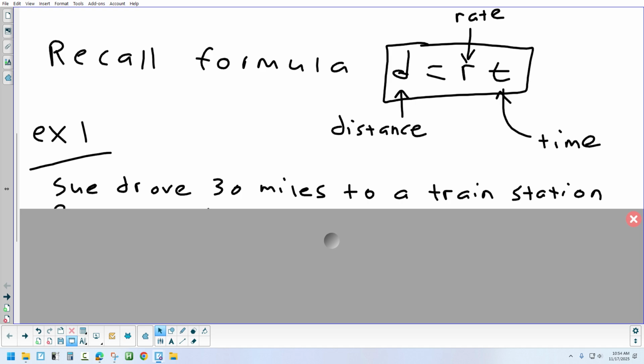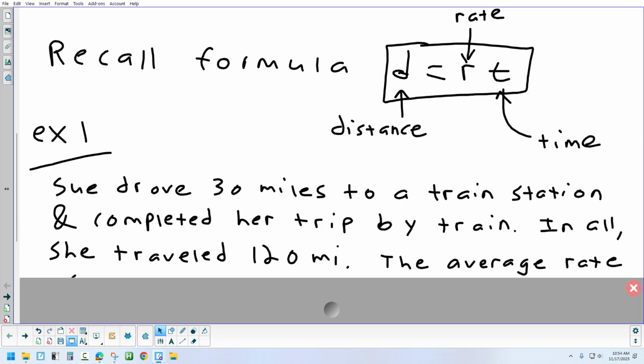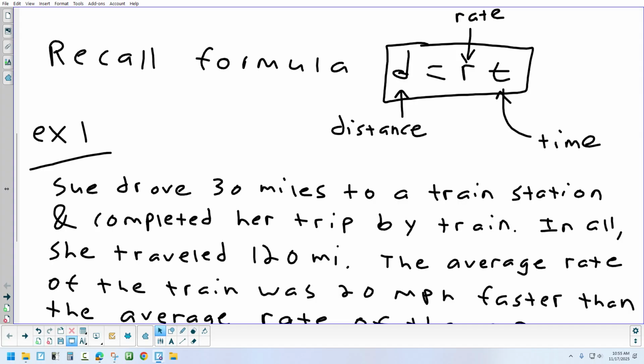So in our problem, what's going to be happening, we're going to have a person that's going to be taking a trip, and they're going to use two different modes of transportation to get where they're going. So the first part of the trip, it says Sue drove, again this is by car, 30 miles to a train station. And then from there got on the train and completed her trip. In all, she traveled 120 miles.